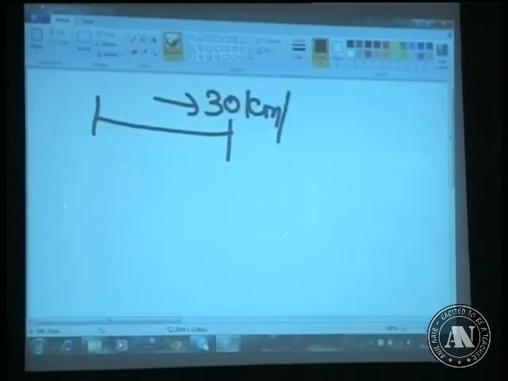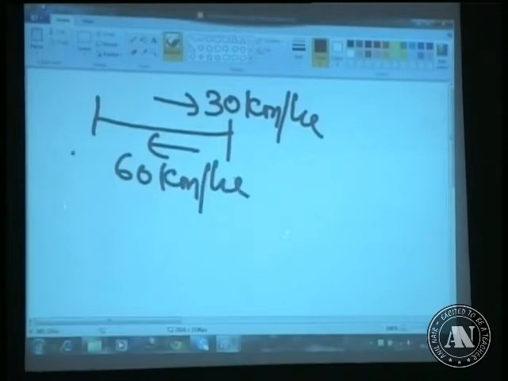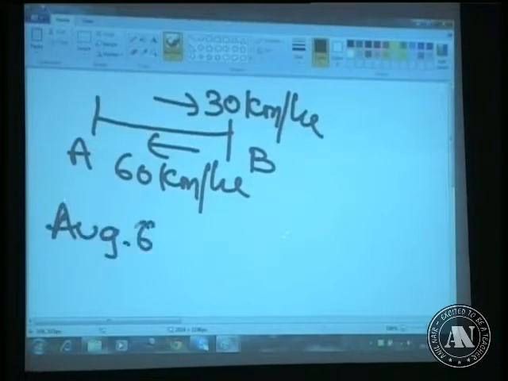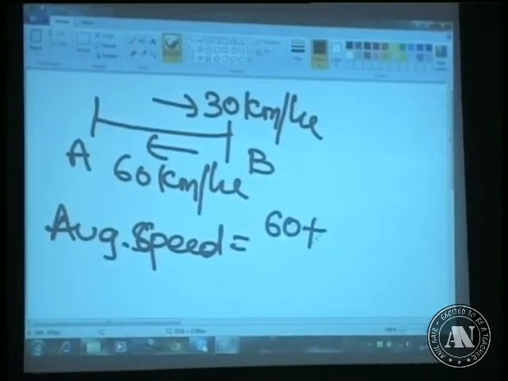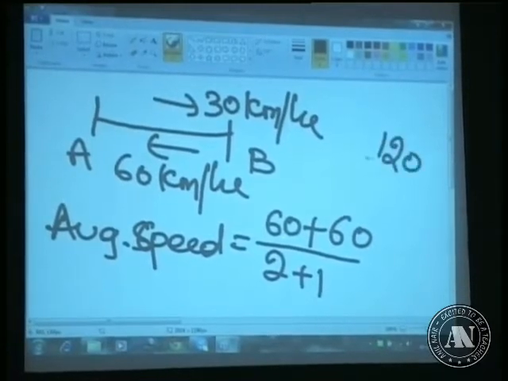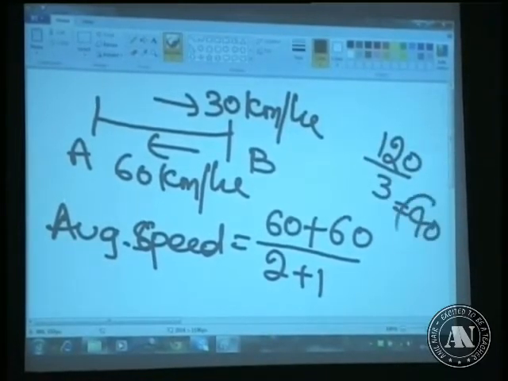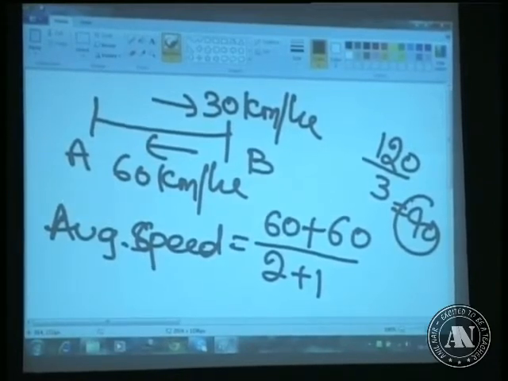Now, say this answer. This is 30 kilometers per hour. Coming at 60 kilometers per hour. AB. Average speed. 20 it cannot be, sir. Average does always lie between lowest value and highest value. 60, while going 2 hours, while coming 1 hour. 120 by 3. 40. Oh, you took the entire distance to be 60. I think that could be the mistake. 40. Clear? Right? Another variation.